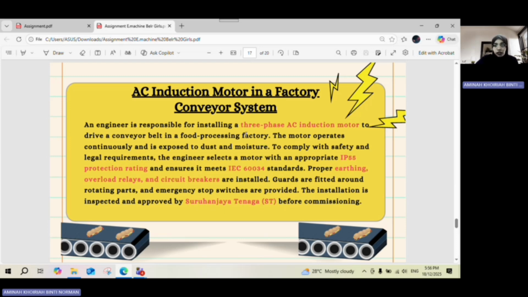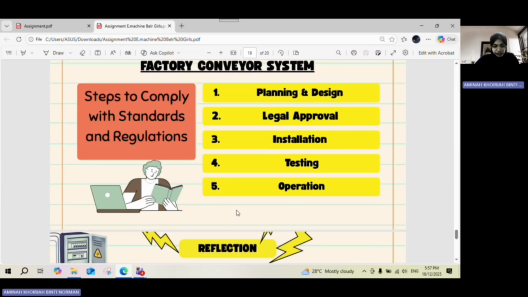So this one, the red part is about our system, which our group decided to choose: a three-phase AC induction motor for a conveyor belt in a food processing factory. The IP55 protection rating, IEC 60034, earthing, overload relays and circuit breakers are the rules or laws that we have to follow for the safety requirements. And after we follow all the requirements and laws about safety, we have to get an approval from Suruhanjaya Tenaga (ST) before we can apply the system to the industry.